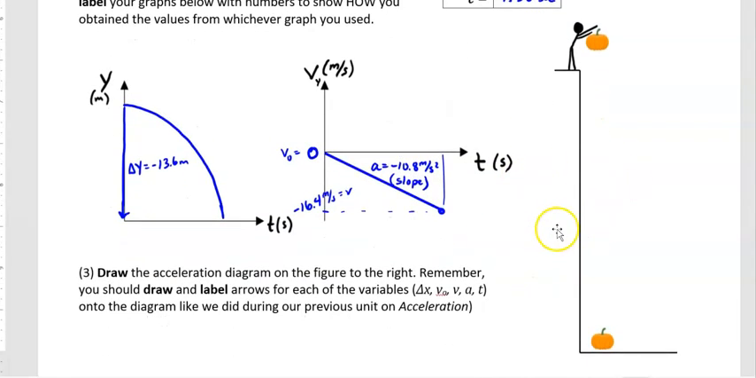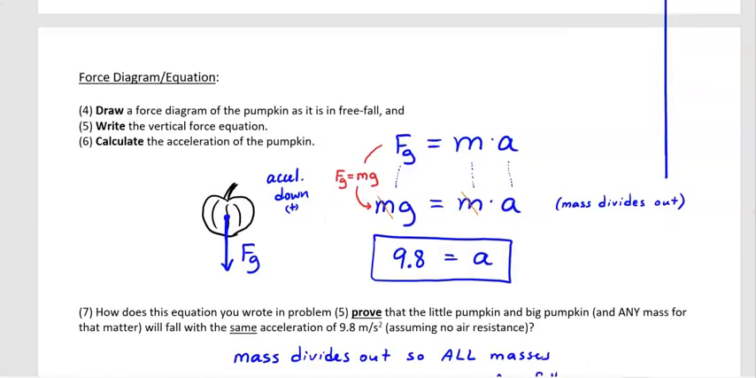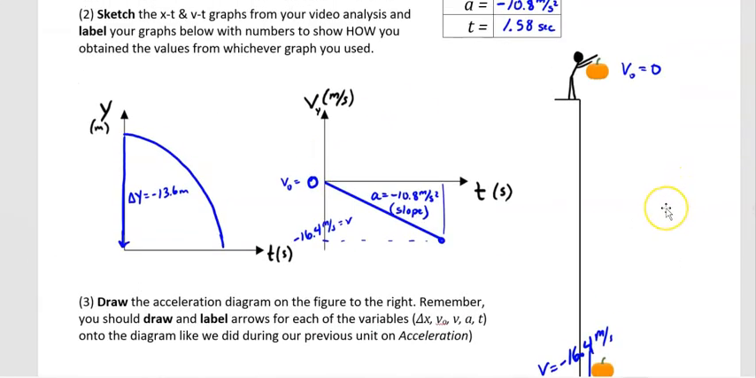Now I can label all these on my diagram, right? Like V naught is equal to 0. We know that the pumpkin is going to be moving downward with a speed of V equals negative 16.4 meters per second. We know that the downward acceleration should be, according to our graph, negative 10.8 meters per second squared. Sorry about that right there.